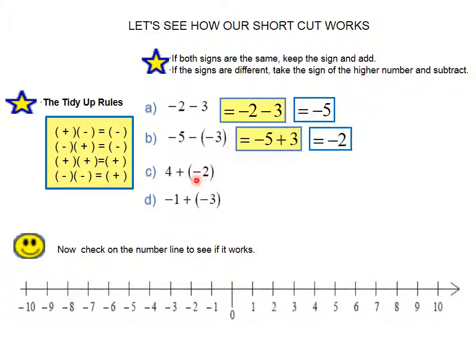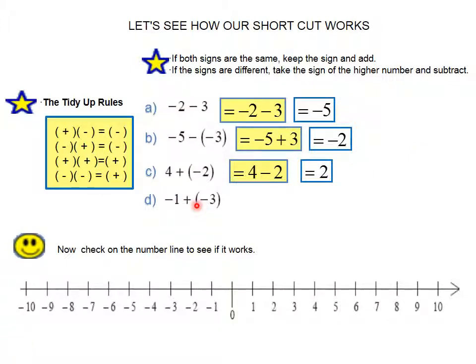Positive and negative here for part C. Positive and negative should be a negative. We'll tidy up the middle to 4 and -2. Now this is a positive 4, so the signs are different. We'll keep the sign of the higher number, which is a positive for our answer, and the difference of 4 and 2 is 2. So our answer is +2.